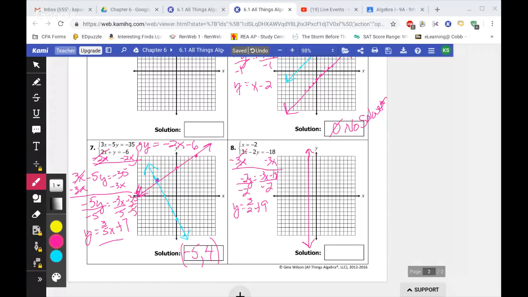Okay, so we've drawn our first line, and now we're going to draw our second line. The y-intercept is 9. So I'll count, oops, I forgot my little x down here. Sorry, guys. So I'll count up 9. 1, 2, 3, 4, 5, 6, 7, 8, 9.